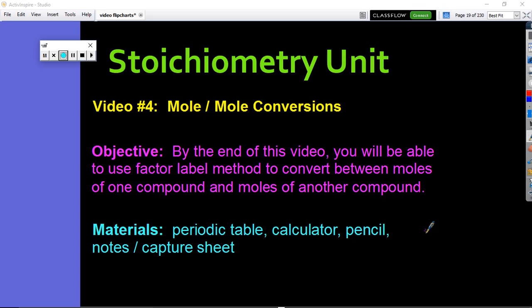In order to use your time wisely and effectively while watching this video, make sure you have your periodic table, your calculator, a pencil, and your notes or capture sheet. And as always, feel free to stop the video, rewind when you're confused, or stop the video and try the example problem on your own first.